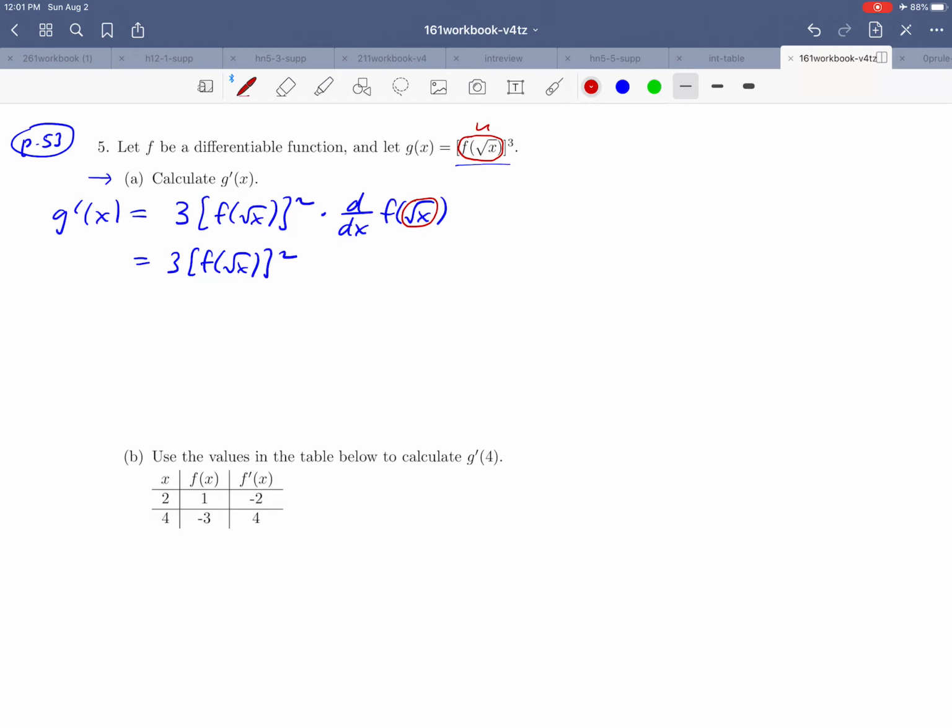So if you think of this as being f of u, how would you write down the derivative of f of u? Well, we don't know what the function f is, so about the best we can do is to write f prime of u. So f prime of the square root of x, and again, since it's a chain rule, we still have to multiply by the derivative of the square root of x. So we've used the chain rule twice. Let's rewrite the part of the problem that we're done with.